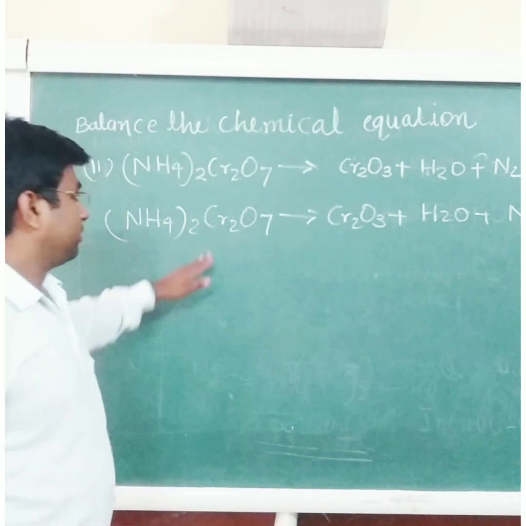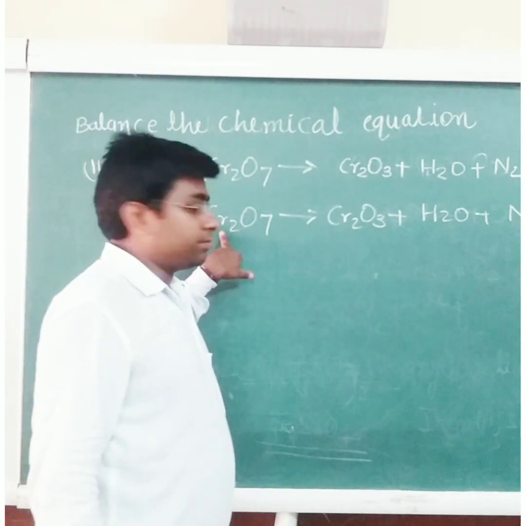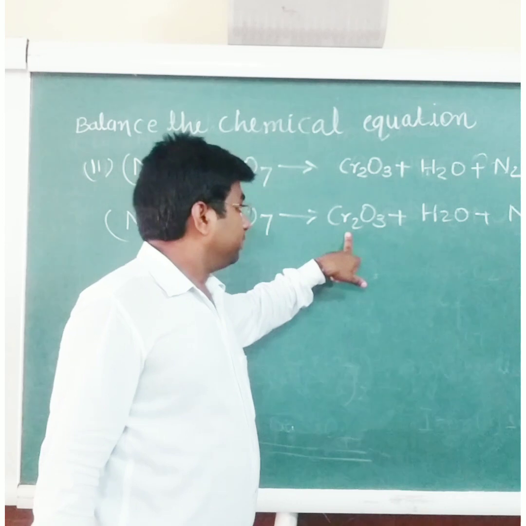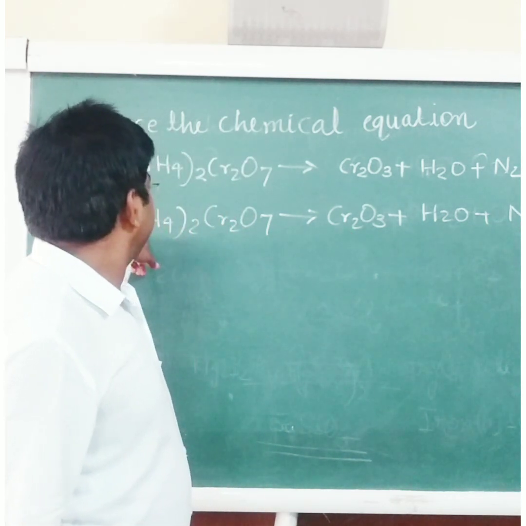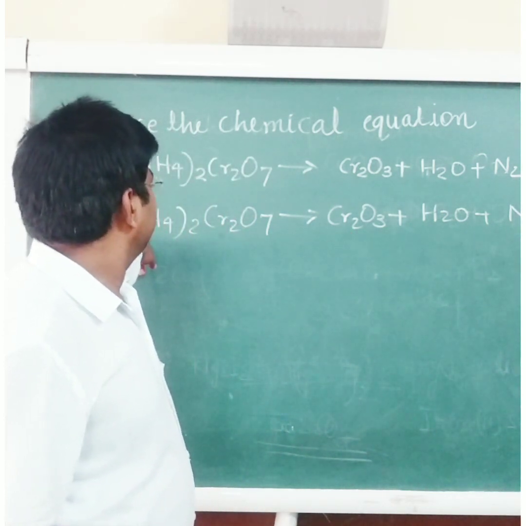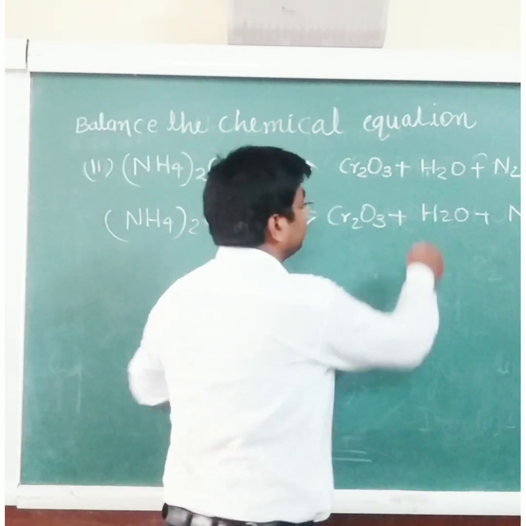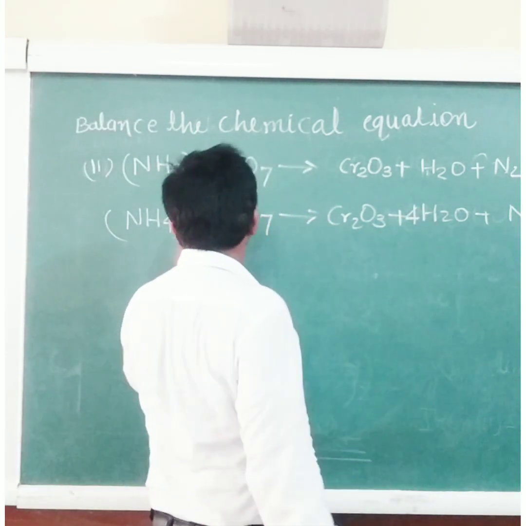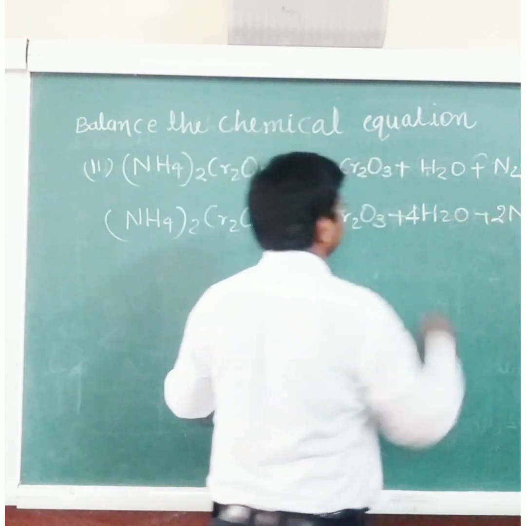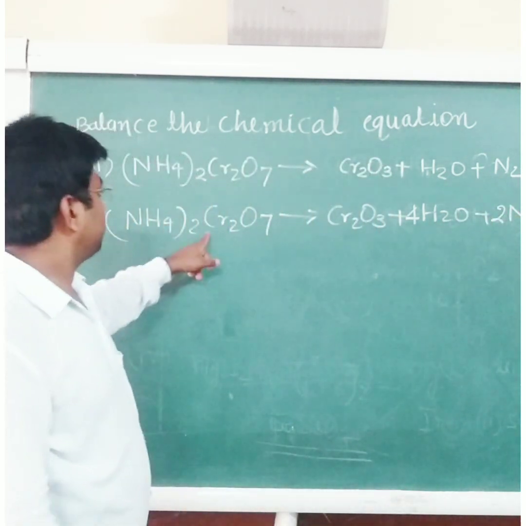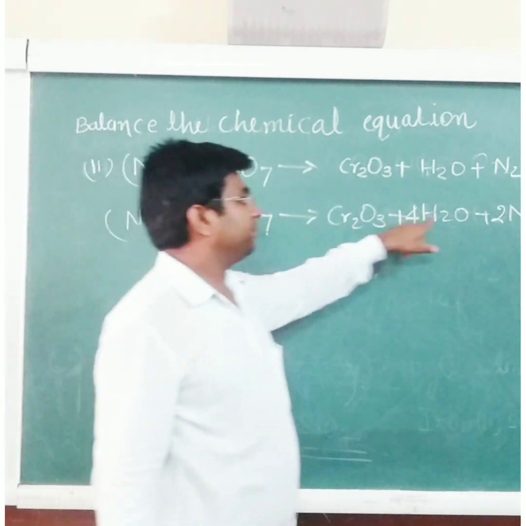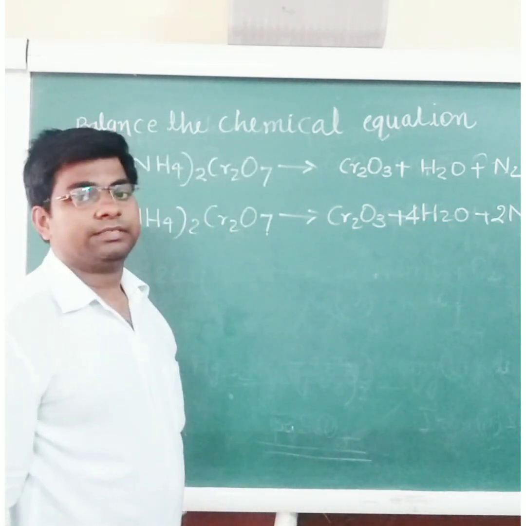Now we balance the overall equation. Chromium is 2 on both sides. Nitrogen is 1 on the left, and hydrogen is 8. On the right hydrogen is 2 multiplied by 4. Nitrogen is 2. Oxygen: 7 on the left, 3 and 4, 7 on the right. So everything is balanced. Okay?